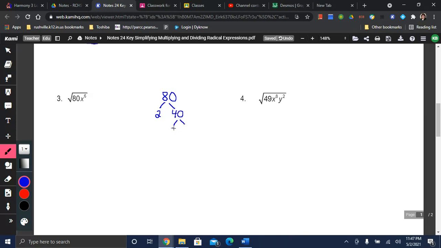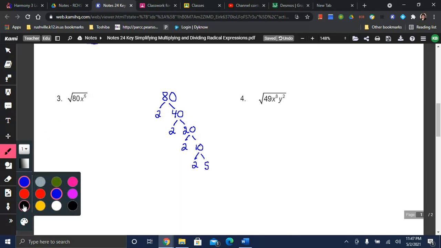We're going to keep using 2 until we can't use it anymore. So then we'll go 20. 20 can divide by 2. That gives us 10. 10 can divide by 2. And that gives us 5.